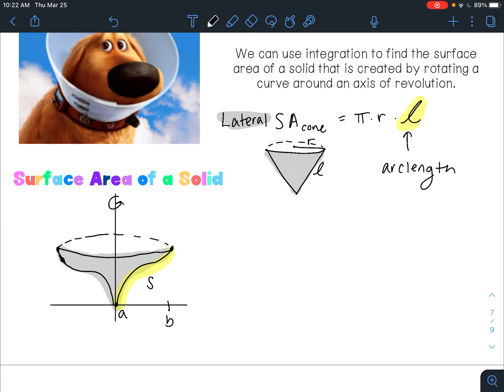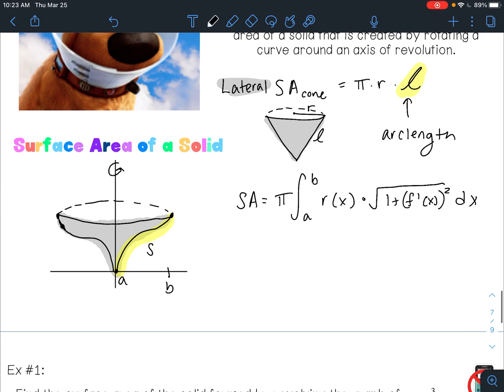So we can generalize this into an integral. Not going through a formal proof or anything about how we're getting this. For surface area, we're always going to get pi times the integral from a to b of r of x, I'm going to just label it as a function, times the arc length. So that was the square root of 1 plus the derivative f prime of x squared dx, right? And you can also do this with a dy. It depends on what you're revolving around.